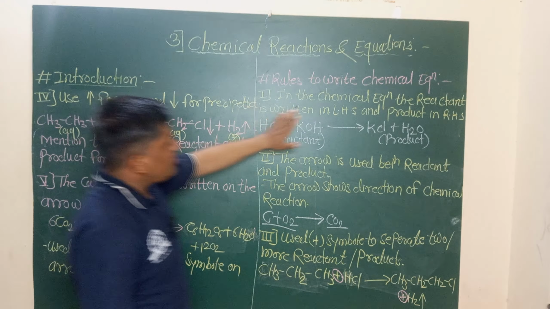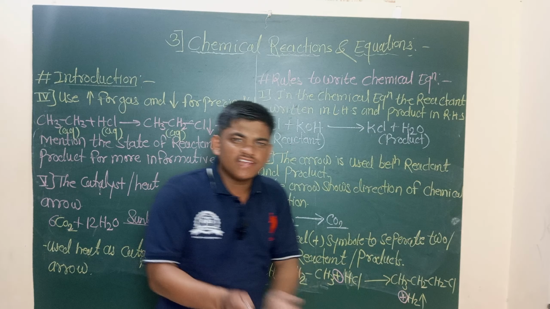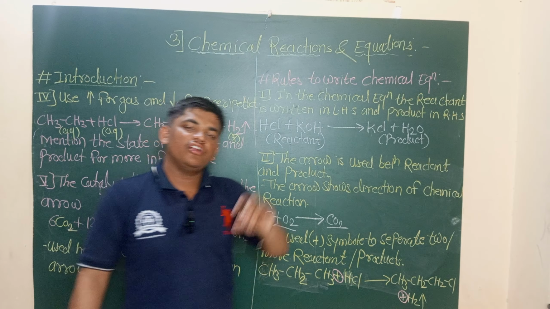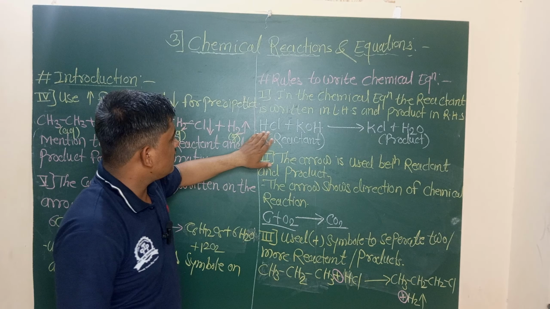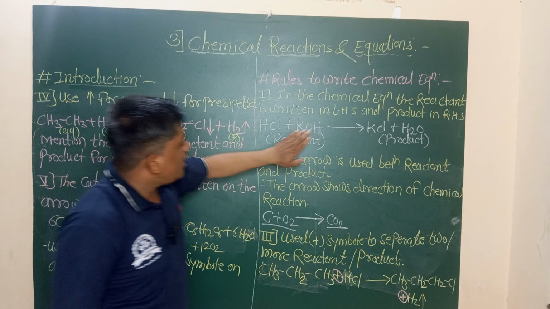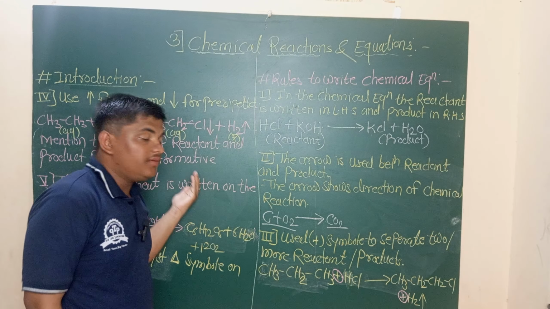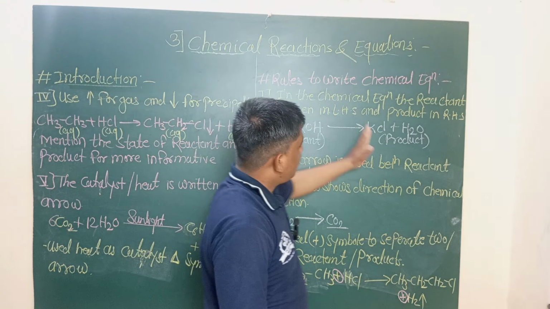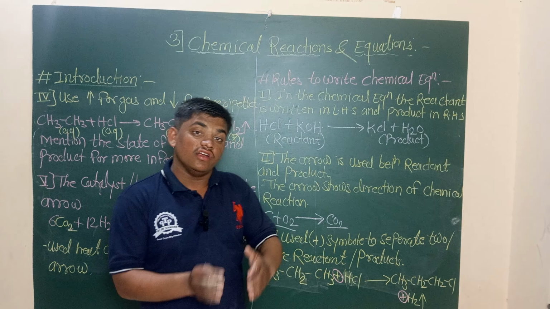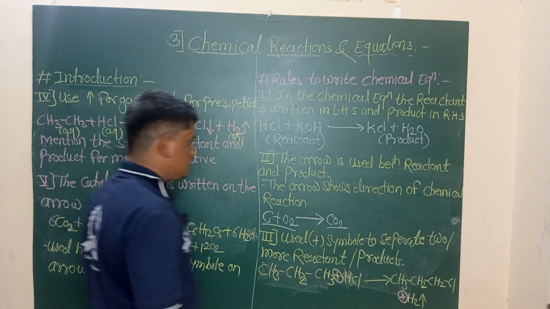First rule: in chemical equations, the reactants must be written on the left hand side and the products on the right hand side. For example, hydrochloric acid and potassium hydroxide are the two reactants. They must be written on the left hand side of the arrow, and potassium chloride and water are the products, which are written on the right hand side of the arrow.